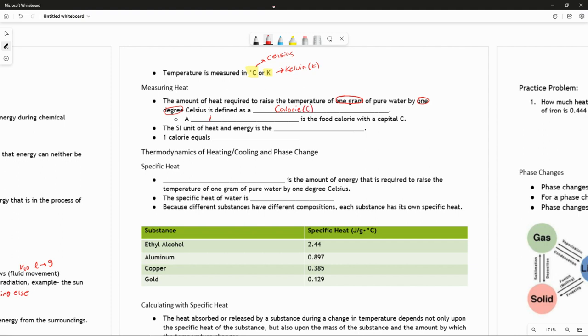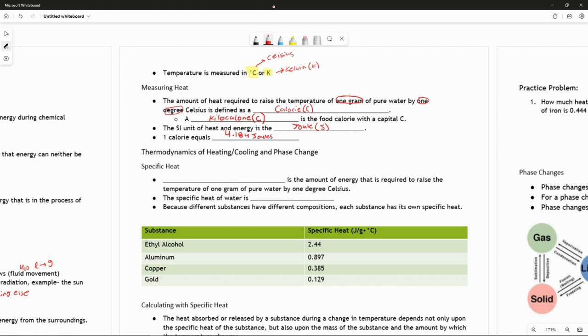A kilocalorie is the food calorie with a capital C. So note that the C right here is going to be a small c, and this is going to be a big C. The SI unit of heat and energy is the joule, and that is a capital J. 1 calorie will equal 4.184 joules.